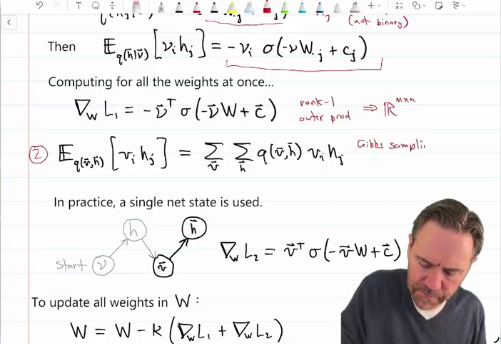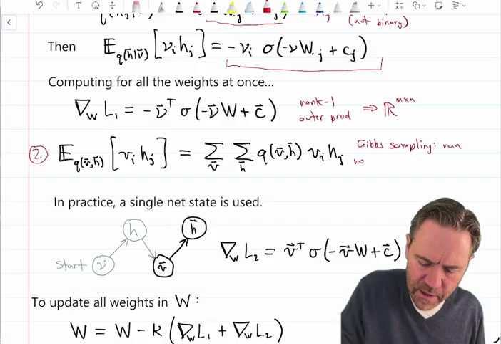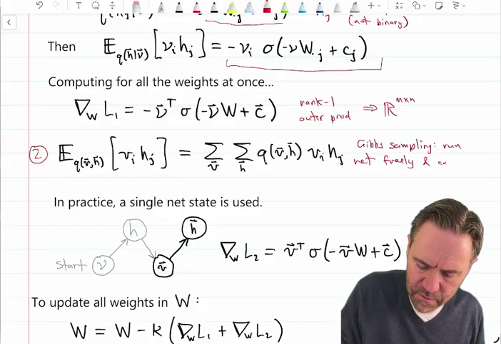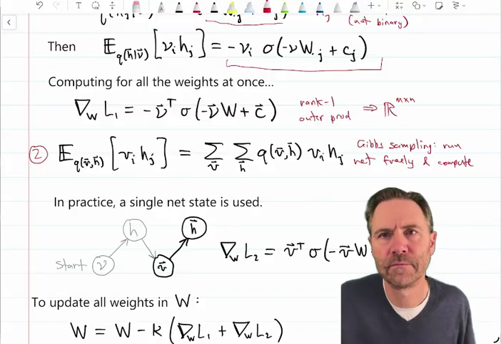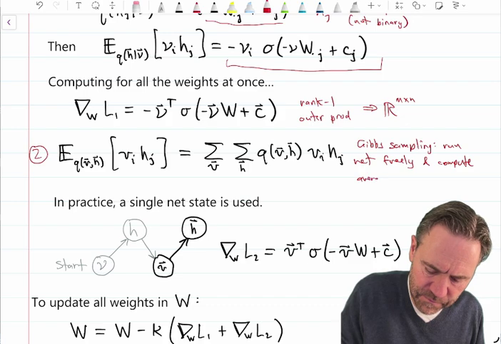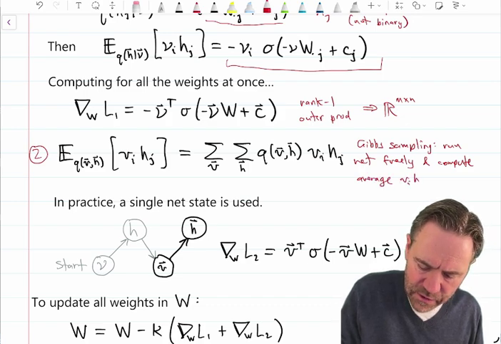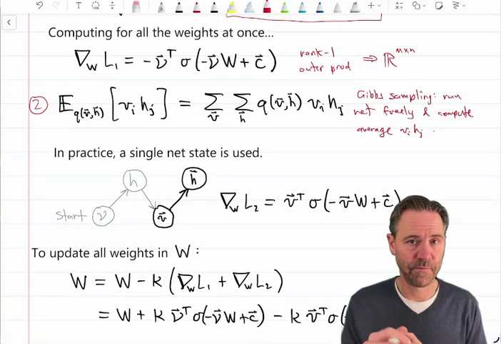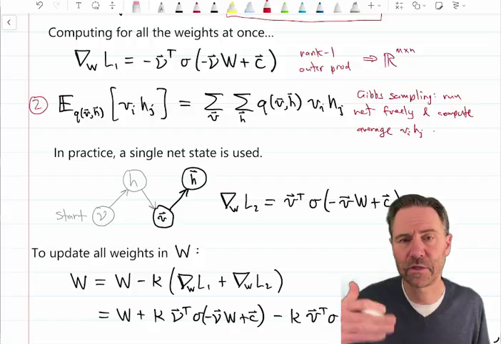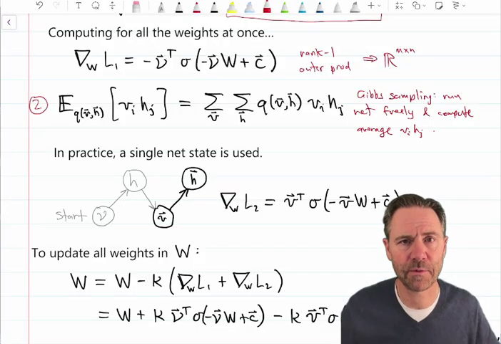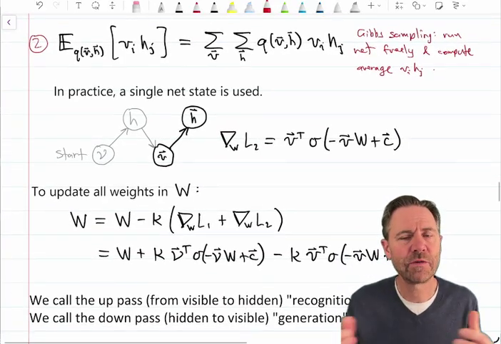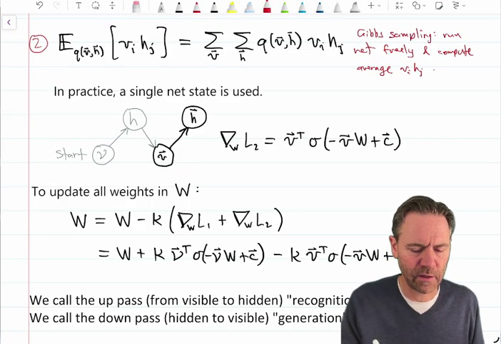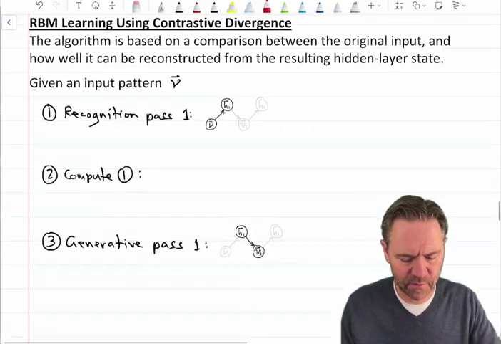So this is Gibbs sampling. Run the net freely and compute the average VIHJ. In practice, it'd be more stable if you just ran it for 100,000 iterations of Gibbs sampling. In practice, they just do a single pass. Okay, so looking at this thing here, is that the first time I've introduced that notation?